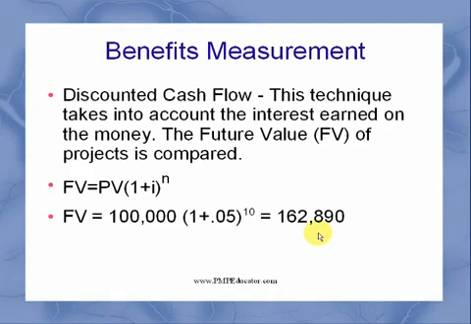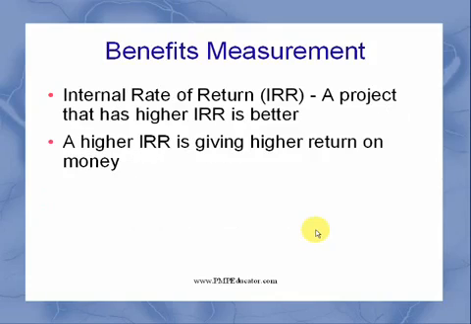Another one is the internal rate of return, where if the internal rate of return is higher, you will select that project, and a high internal rate of return gives a higher return on the money. So obviously, if you have 5 different projects, the project with the higher internal rate of return would be selected.